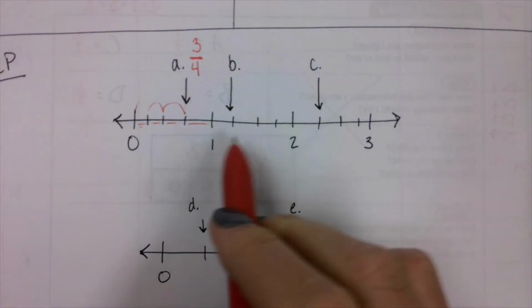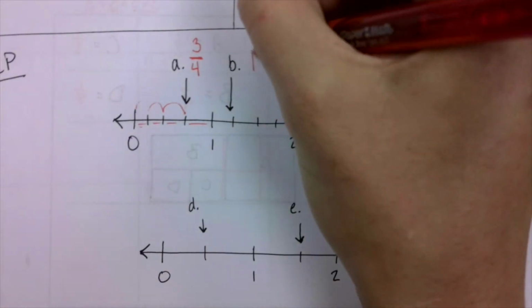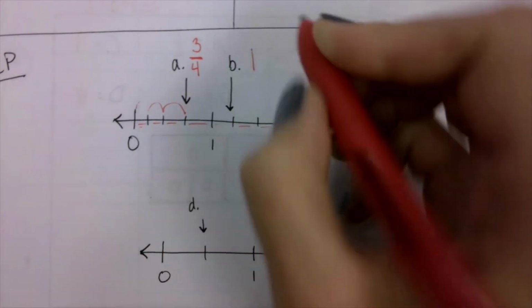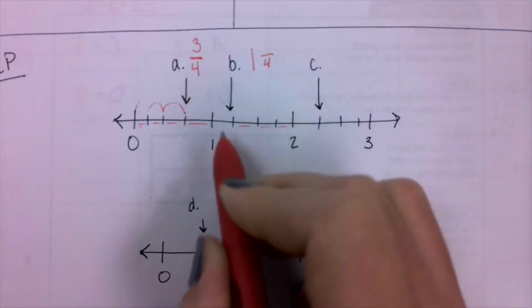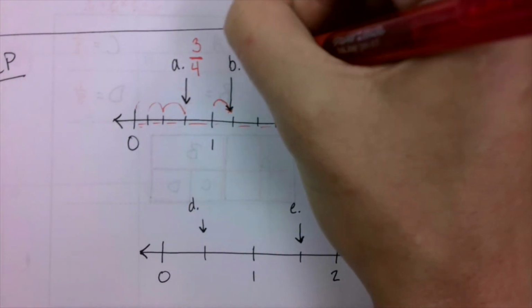Let's do the same thing with B. It's between 1 and the 2. So I got to use the 1. It's my whole number. Count the spaces. 1, 2, 3, 4. I'm looking at the first one. So I get 1 and 1/4.